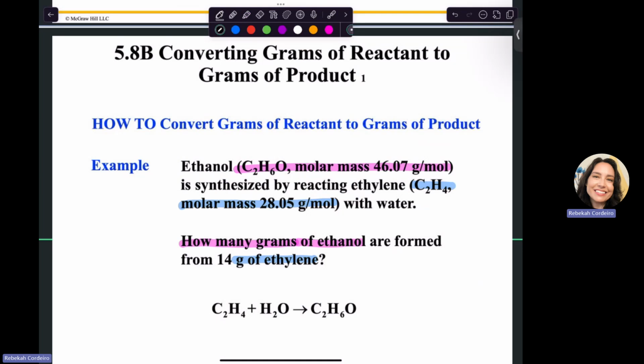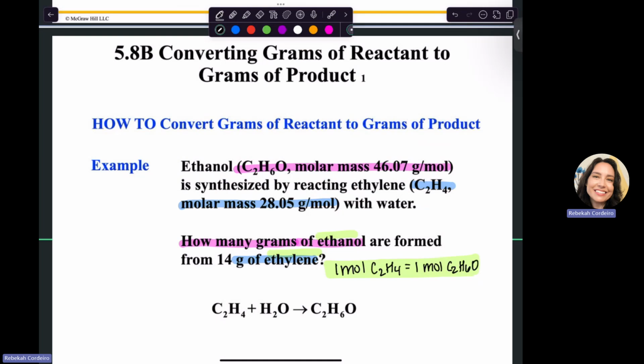And then there's one thing that's kind of hidden that we need. We also need a mole ratio because we're changing substances. Let me put this in green. Right, we're starting with ethylene and we're going to ethanol. We're changing substances, so we also need a mole ratio. And we can look to the chemical reaction to find that out. In 1 mole of C2H4, there's 1 mole of C2H6O.